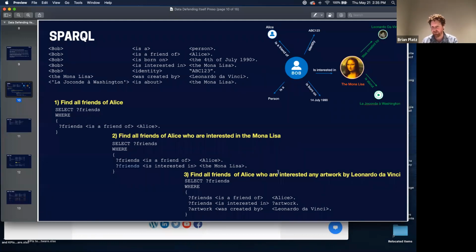And we'll extend this concept just one more level here, which is let's find all the friends of Alice who are interested in any artwork by Leonardo da Vinci. It doesn't have to be the Mona Lisa. So again, we started this out the same. We'll find friends of Alice and friends who are interested in a piece of artwork, but this time we haven't stipulated that the artwork has to be the Mona Lisa. We're just saying any artwork. But for any artwork, that artwork has to be created by Leonardo da Vinci. And this simple query would find you anybody who is friends with Alice, who's interested in any artwork by Leonardo da Vinci. It doesn't necessarily have to be the Mona Lisa.